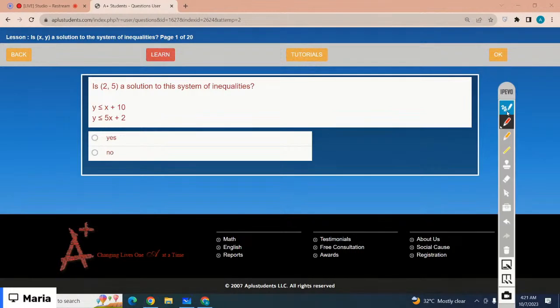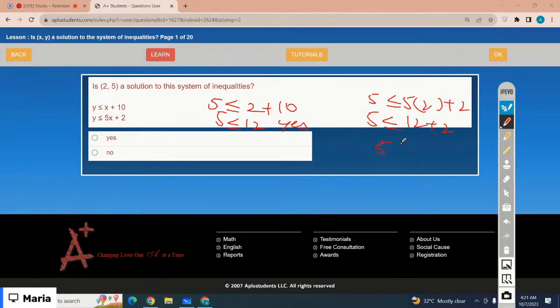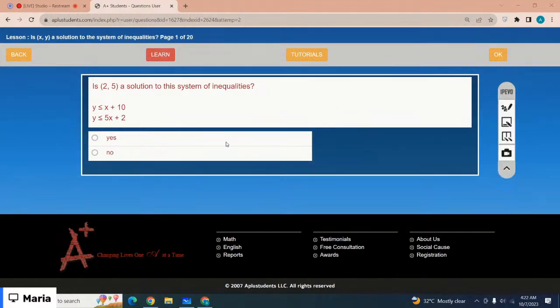Let's just put (2, 5) in both the equations, right? First one is 5 is less than or equal to 2 plus 10. 5 is less than or equal to 12. Yes. The next one, y is 5, is less than or equal to 5 times 2 plus 2. 5 is less than or equal to 12 plus 2. 5 is less than or equal to 14. Yes, you can see both the equations are true on the point (2, 5), right? So if both are true on the point (2, 5), that means yes, that is the solution of the system. The correct option is yes. The point (2, 5) is a solution of the system of inequalities. The correct option is yes. Got it?